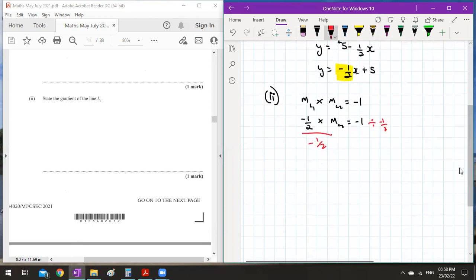Which would give us this, and this cancels out. -1 multiplied by 2 over 1, because you flip the fraction. Negative by negative is a positive. So we have the gradient of line 2 being 2.